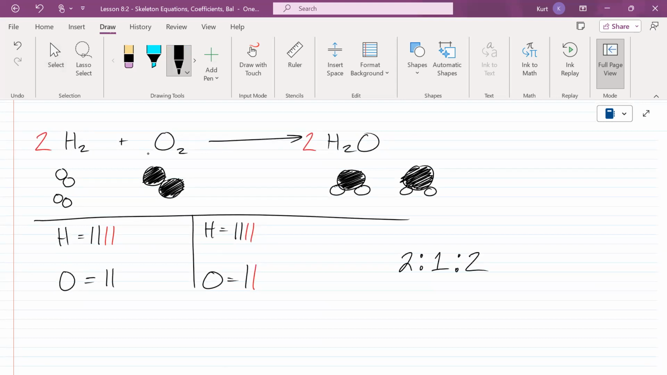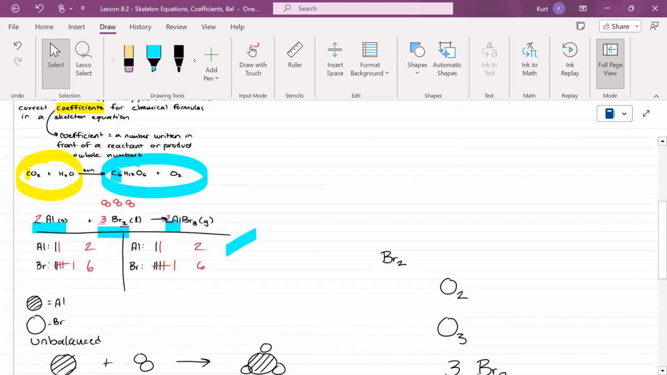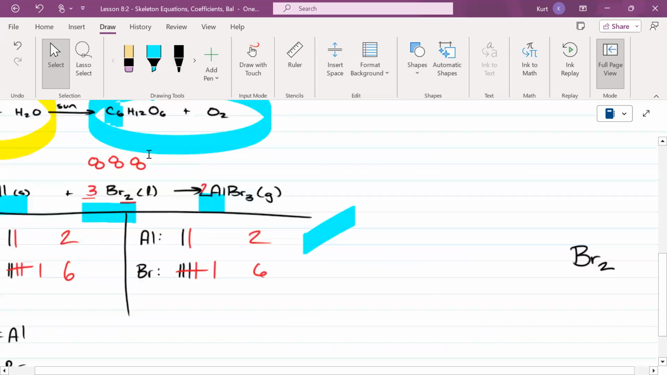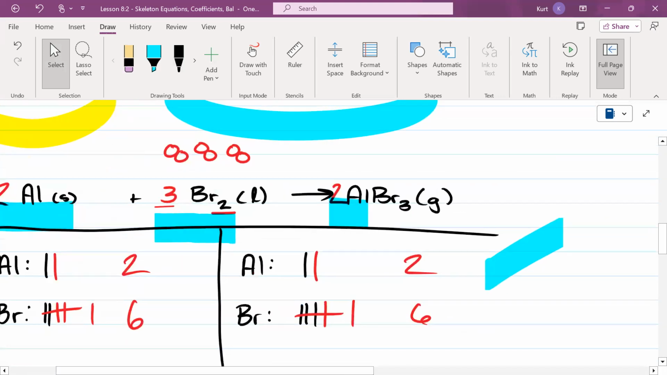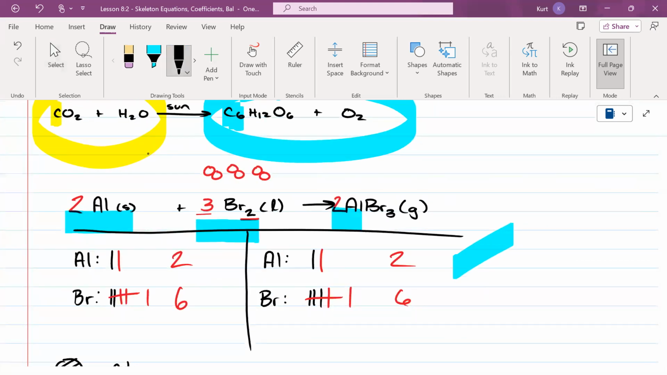2. Let's go back up to the previous one. What was the ratio of aluminum to bromine to aluminum bromide? Start with how many aluminums were there? 2 to what? How many bromine molecules were there? 3 to what? How many aluminum bromide compounds were there? That's the ratio, 2 to 3 to 2.